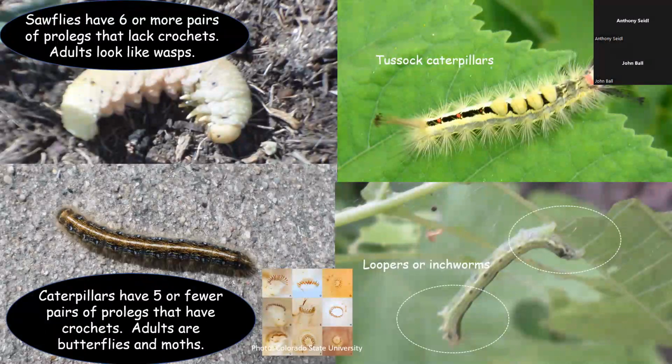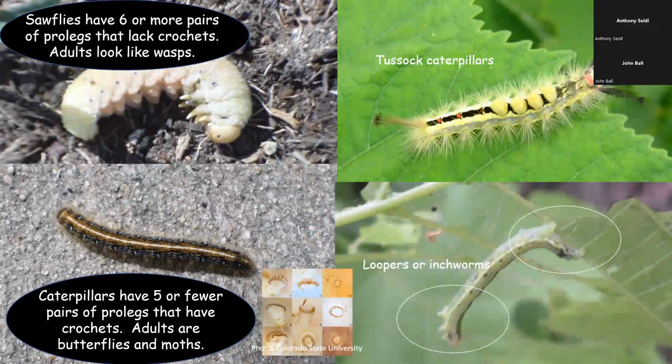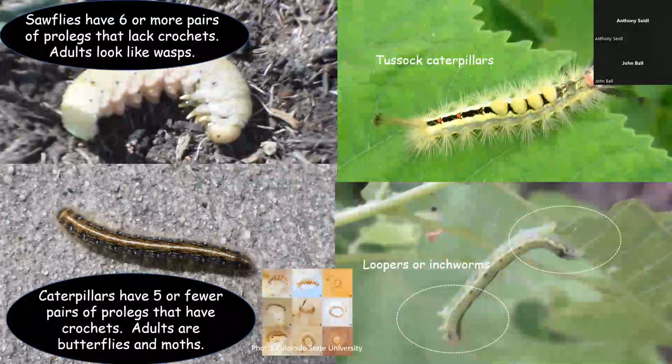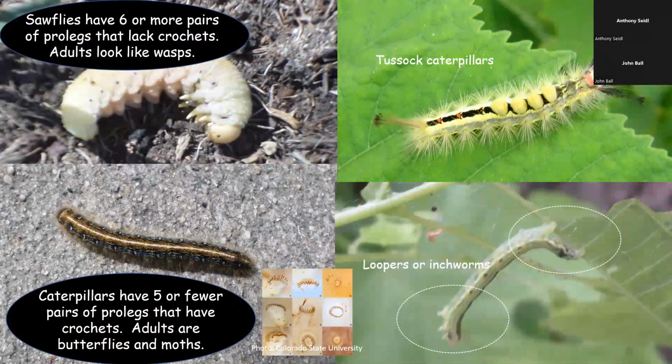Now, the prolegs are really stubs, but they do use them for grasping. However, these lack what we call crochets that they can use to hold. And again, the adults look like wasps. Caterpillars have 5 or fewer pairs of prolegs. And these will have these little crochets, and I'm showing different patterns here. It's a picture from Colorado State University that they can use to grasp. And for these, the adults are butterflies and moths.